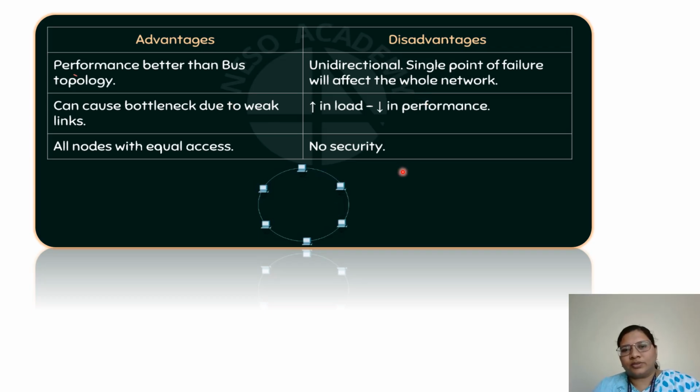So till now, we have seen what bus topology is and what ring topology is. Bus topology is connected by a single cable, and ring topology is a closed loop. We have seen the advantages and disadvantages of bus and ring topology. So we are moving to the next.